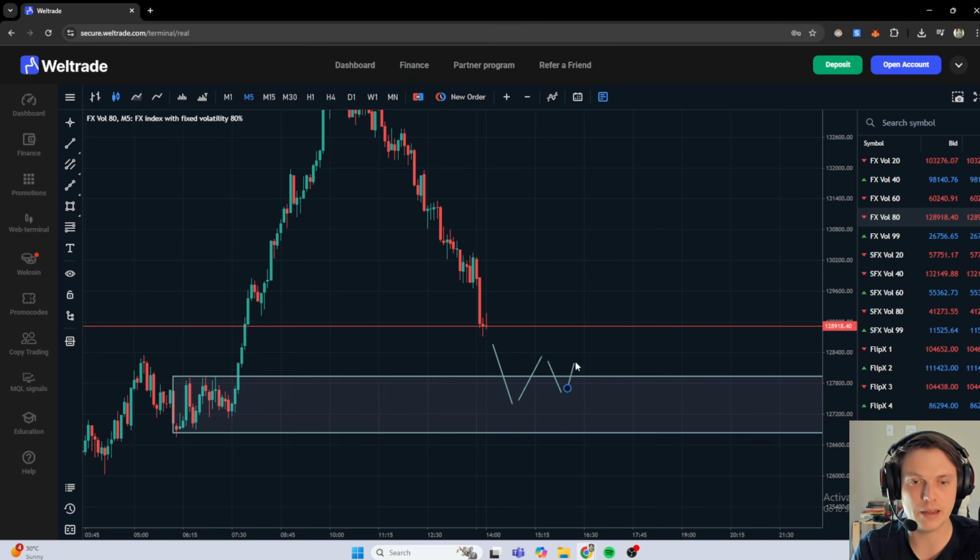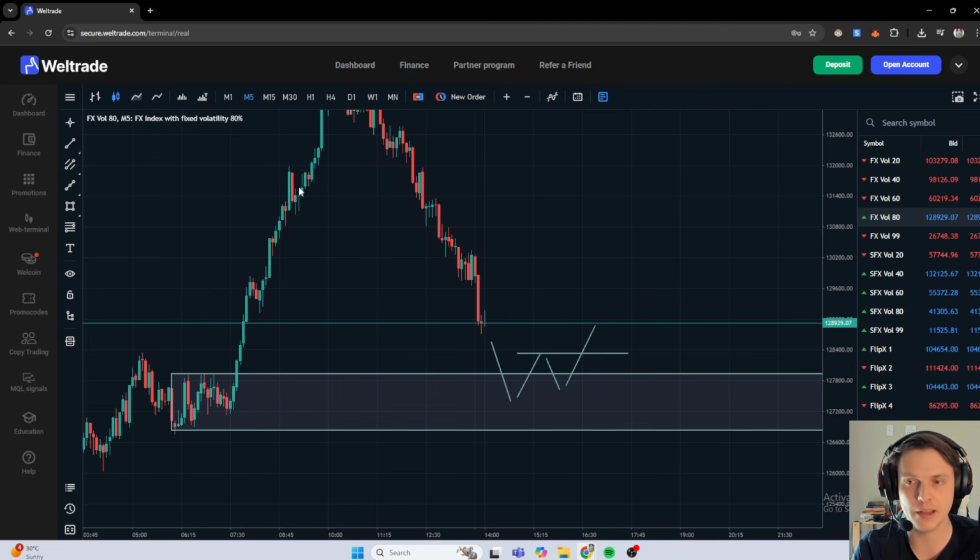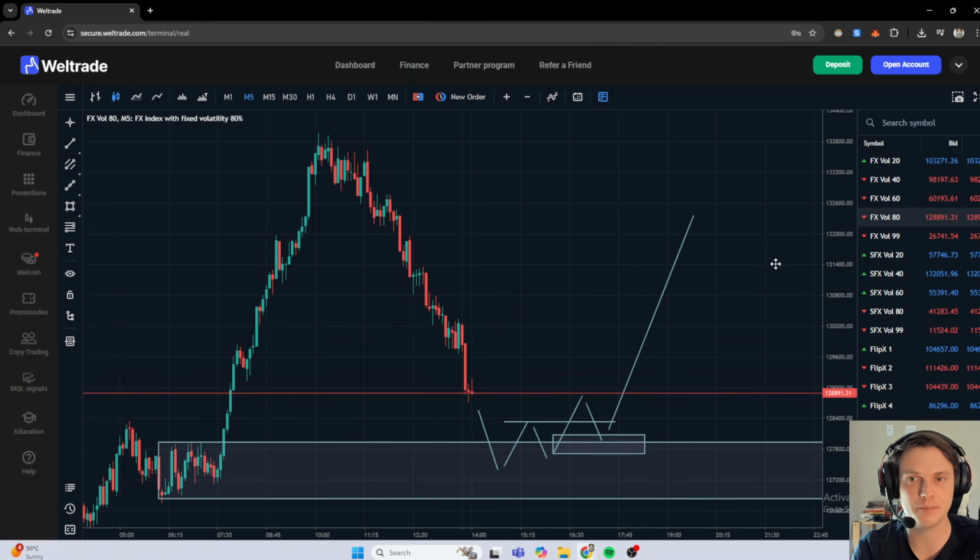We'll get a high being broken. This is just an example. So we get this high being broken over here. We get a retest. We get a retest there of an order block on the lower time frame. Okay. And that is then when we will place our buy to the upside.